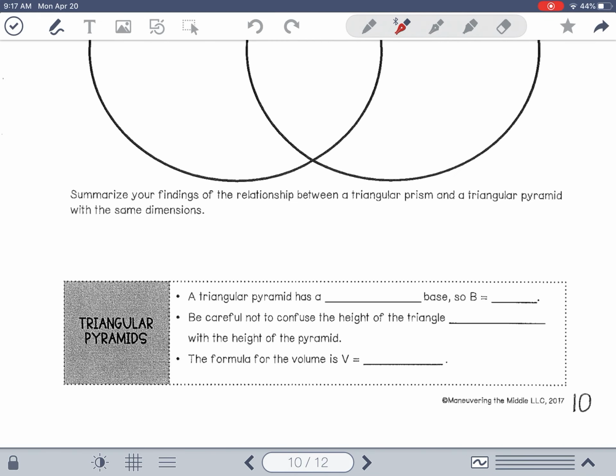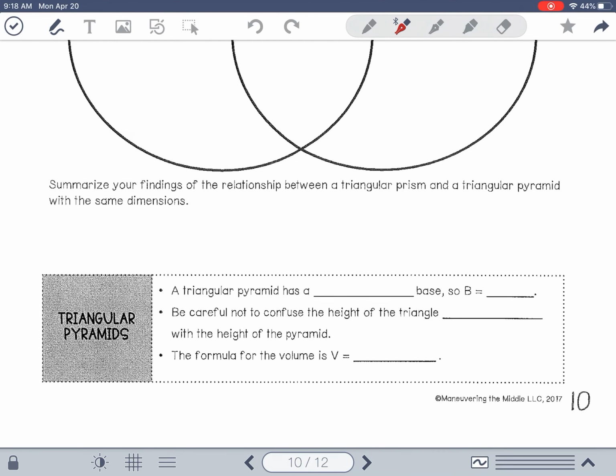All right, triangular pyramids. When you look at a triangular pyramid, I know it's crazy, but it has a triangular base. So if the base is a triangle, that means big B is 1/2 base times height. So be careful. Don't confuse the height of the triangle base with the height of the pyramid. Be very careful. The formula for volume, again, is 1/3 big B H.